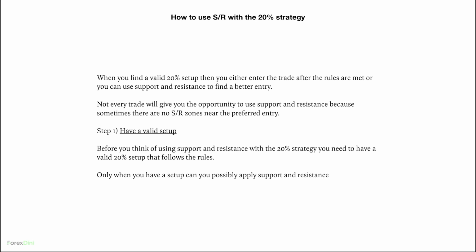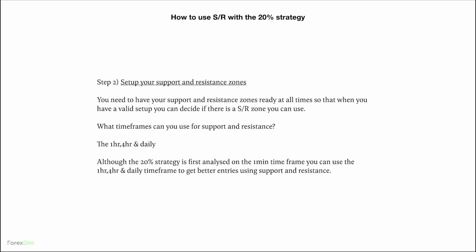Step number 1, have a valid setup. Before you think of using support and resistance with the 20% strategy, you need to have a valid 20% setup that follows the rules. Only when you have a setup can you possibly apply support and resistance. So make sure all the rules are followed. Minimum 100 pips. First candlestick is minimum 5 pips. Second candlestick is below or above, right? Second candlestick is also smaller. Make sure you're following the rules. Step number 2, set up your support and resistance zones.